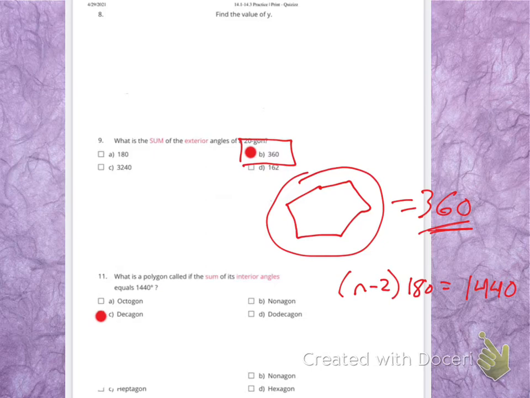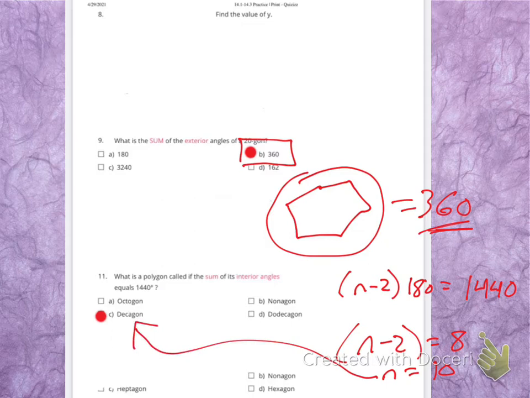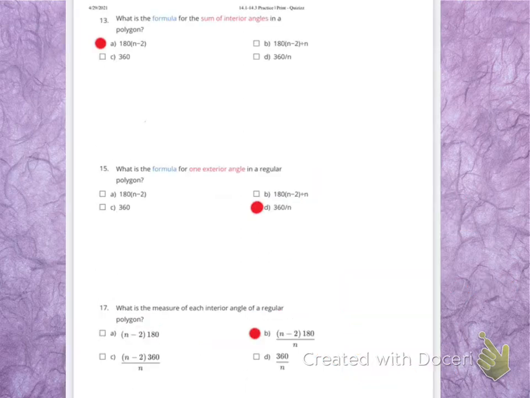So I'm going to divide each side by 180. So 1440 divided by 180 is equal to 8. So n minus 2 is equal to 8. I'm going to add 2 on each side to make it 10. And another word for decagon is 10. So again, I just set up my equation right here, and then I set it equal to the amount of degrees that it's saying, which was 1440, and did the algebra and found my answer.